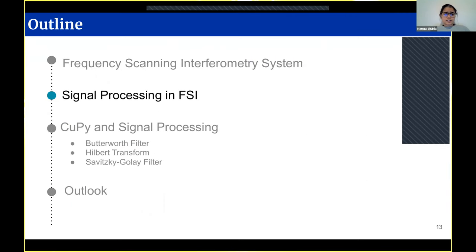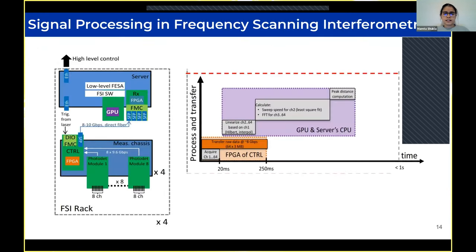Next, I would like to talk about what role signal processing plays in the system. On my right side, you can see the entire process taking place within 1 second, right from acquisition of data and then transferring it to the server side. Our main focus here is on the GPU side, where we have to deal with the raw data and get exactly the final distance based on the equations that I mentioned previously.